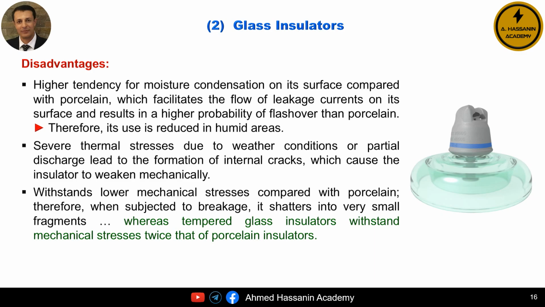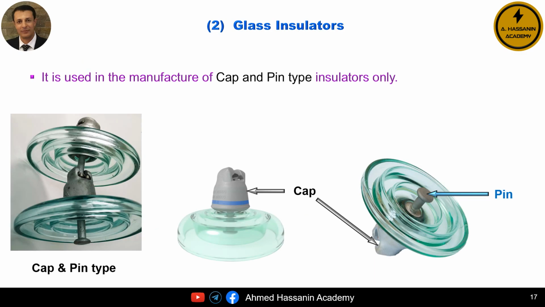Another disadvantage of glass insulators is that severe thermal stresses caused by weather conditions and partial discharge may lead to the formation of cracks inside the insulator body, which weakens the mechanical strength of the insulator. Additionally, one of the disadvantages of glass insulators is that when they break, they shatter into very small pieces, which means they can withstand lower mechanical stresses compared to porcelain insulators. However, toughened or tempered glass insulators can withstand mechanical stresses approximately twice as high as those of porcelain insulators. Of course, glass insulators are manufactured only in the cap and pin type form.